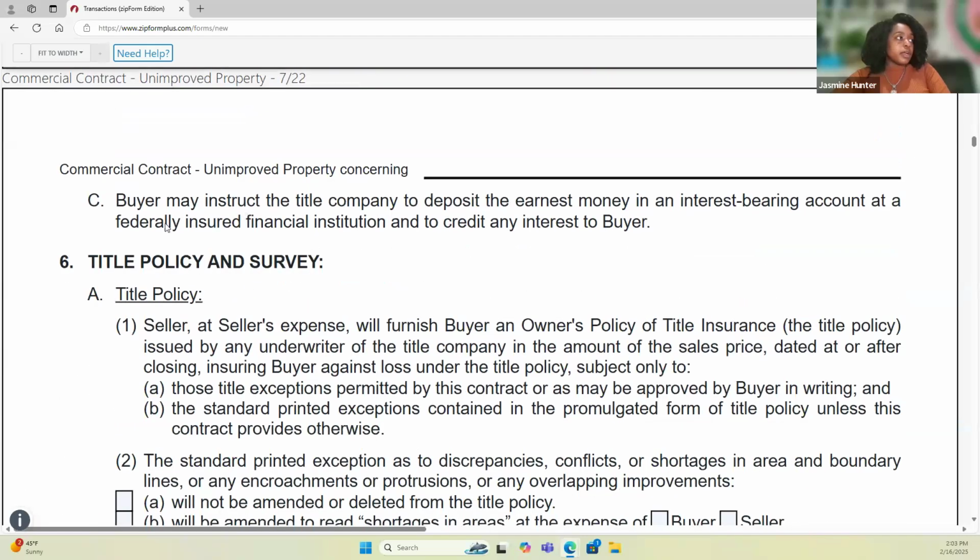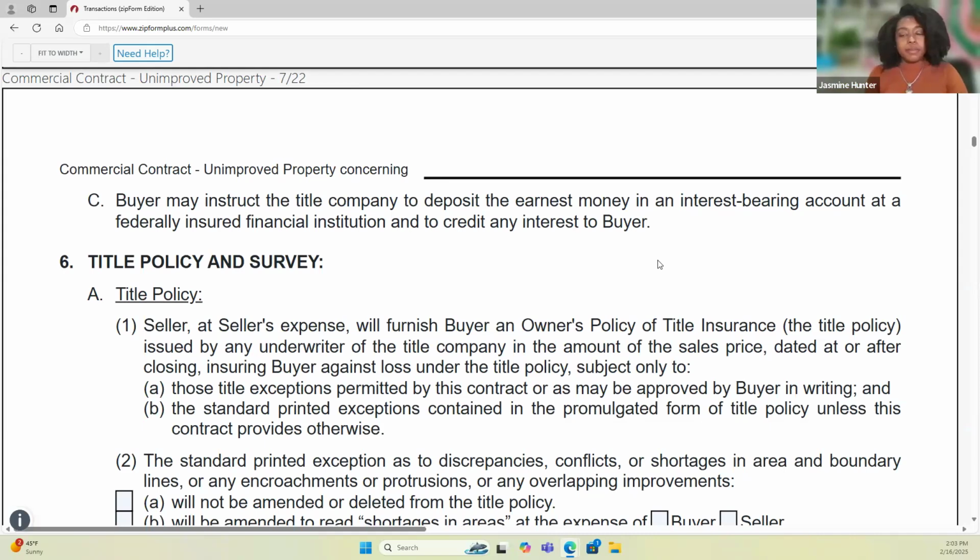Okay, now here it's talking about the buyer can instruct that title company to put the money into an interest bearing account, and then it will be credited to the buyer plus interest at closing. Now, why do we do that? Because typically, if we're talking commercial, we could be talking about millions of dollars. So if we go on the unwritten rule for residential real estate, 1% of the sales price is what the earnest money is, right?